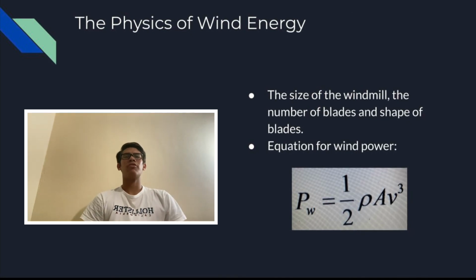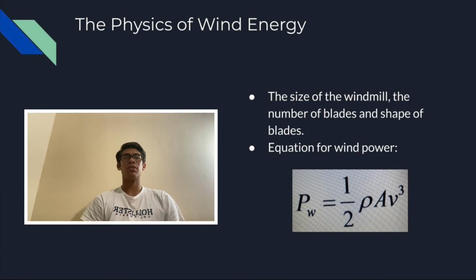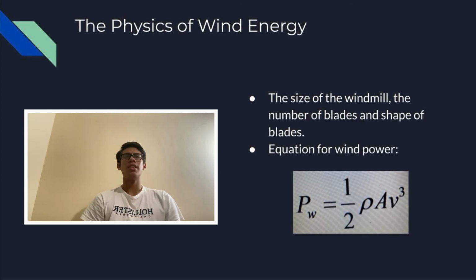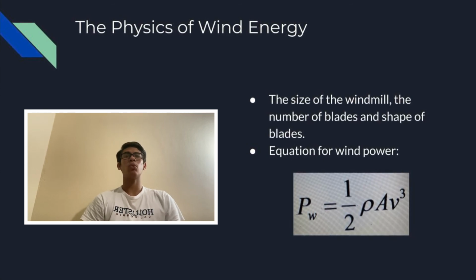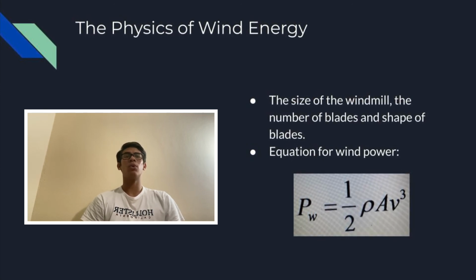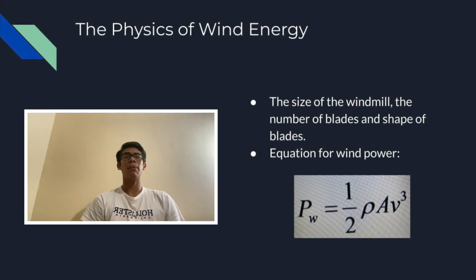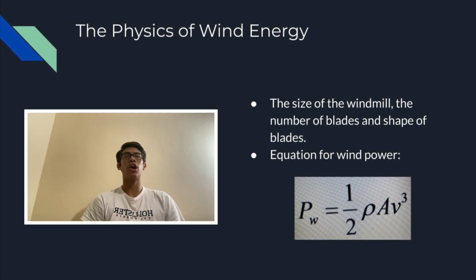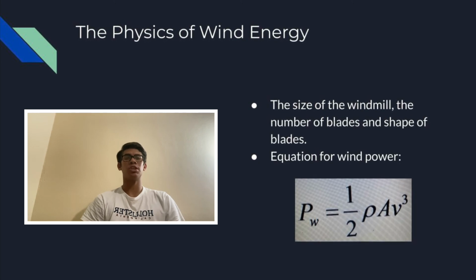The physics of wind energy can be narrowed down to 3 features: the size of the windmill, the number of blades, and the shape of the blades. Let's start off with the size. The bigger the area, the more wind you can use, and therefore the more wind energy you can capture. Also, the higher above the ground you go, the less the wind itself is disturbed by other objects, and therefore again, the more wind energy you can capture.